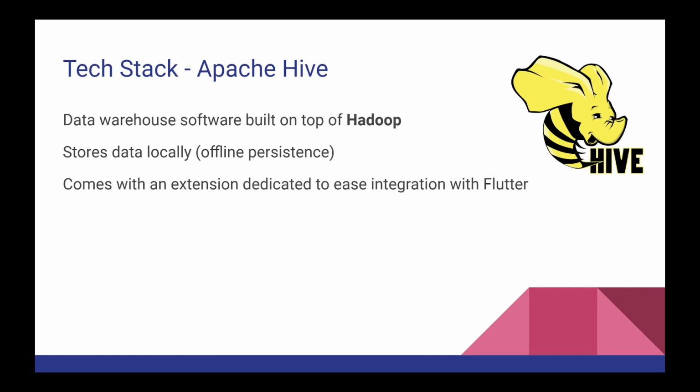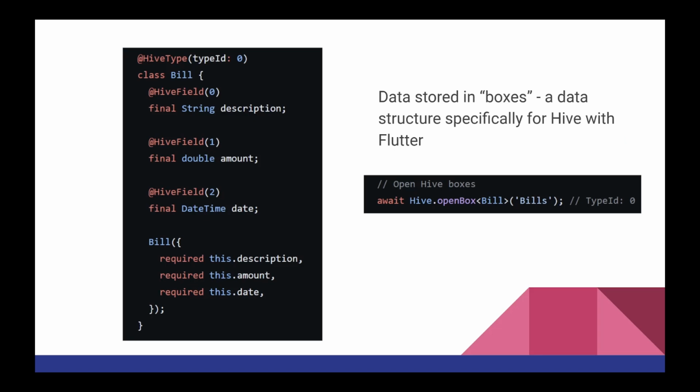Next, we have Apache Hive. Hive is a data warehousing framework built on top of Hadoop, which is a software library for data processing. This allows us to store data locally, enabling offline persistence, and it comes with an extension dedicated to its use with Flutter. These are snips from our code showing how Flutter Hive stores data. It stores them in structures they call boxes, which are stored in individual files locally and cached to be loaded quicker.